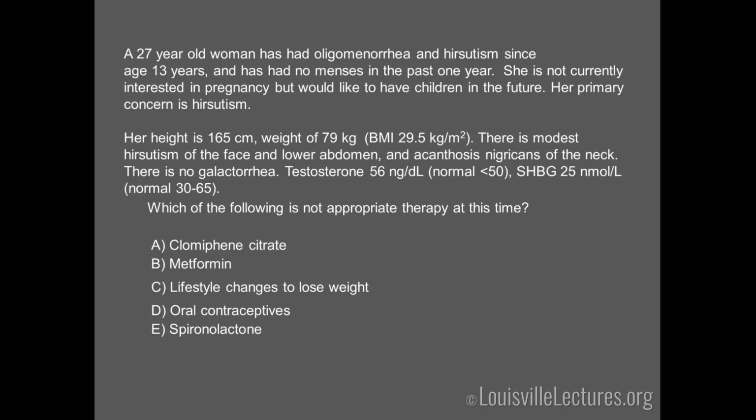Okay, so here is a 27-year-old woman who has had oligomenorrhea and hirsutism since age 13 and has had no menses in the past year. She is not currently interested in pregnancy but would like to have children in the future. Her primary concern is her hirsutism. Her height is 165 centimeters. Her weight is 79 kilos with a BMI of 29.5. And there's modest hirsutism in the face and lower abdomen. And she has acanthosis nigricans in the back of her neck. There's no galactorrhea. Her testosterone level is slightly elevated. Her SHBG is low, so that the free testosterone is even higher. So which of the following is not appropriate therapy at this time?